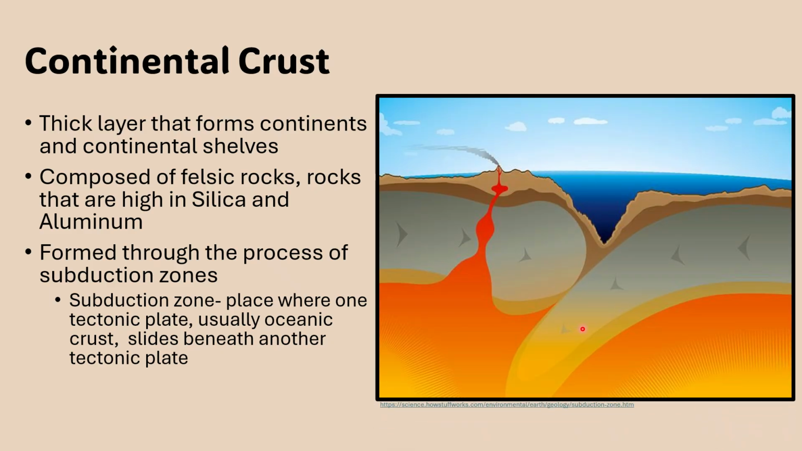In this image here, we can see the ocean is here, so this one would be the oceanic crust, and then we have a continent here, the continental crust. So we can see the continental crust here is going above the oceanic crust.